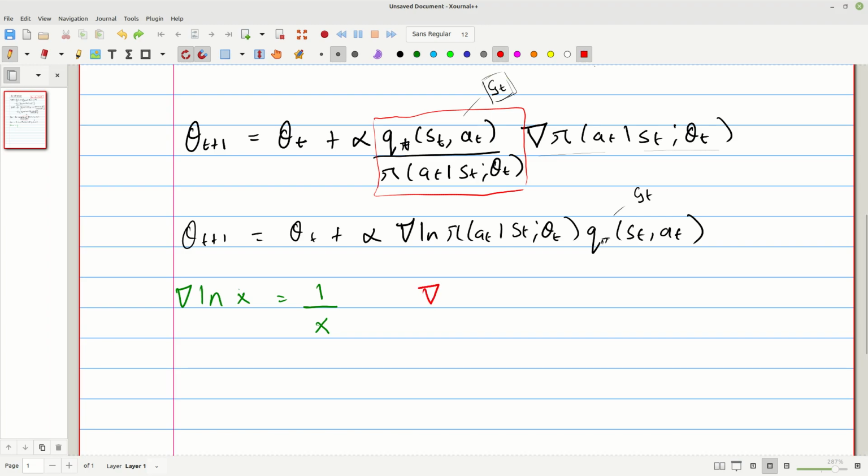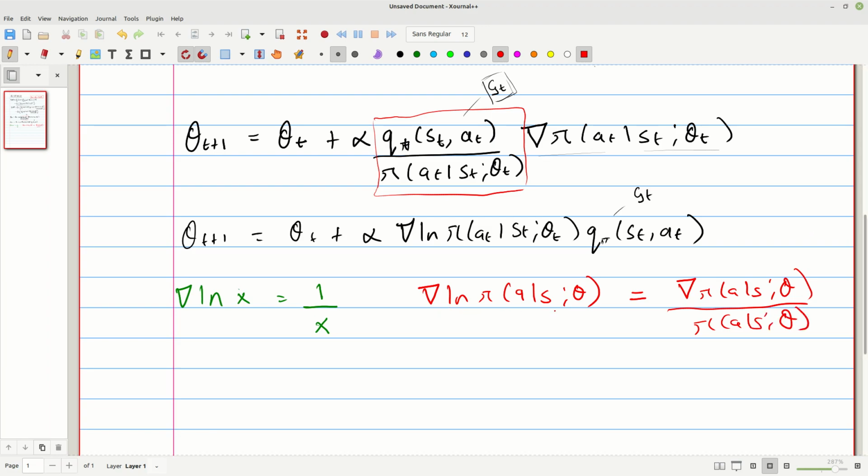When we take the derivative of ln pi a given s parameterized by theta, this is equal to the derivative of what's inside, which is the derivative of pi a given s parameterized by theta over the original term, which is pi a given s parameterized by theta. You might see it written with an ln in this way, and the reason is that this over this is essentially our ln. So this over that is our ln here.